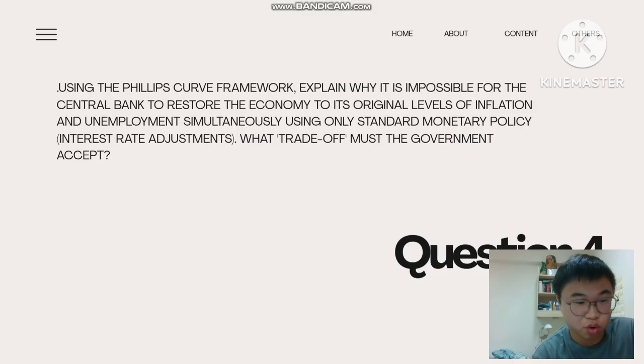Okay, question 4. We will use the Phillips curve framework and explain why it is impossible for the central bank to restore the economy to its original levels of inflation and employment simultaneously using only standard monetary policy. What trade-off must the government accept?